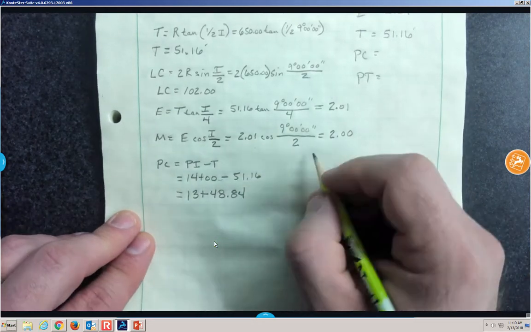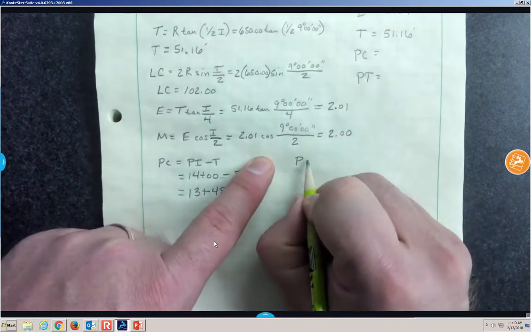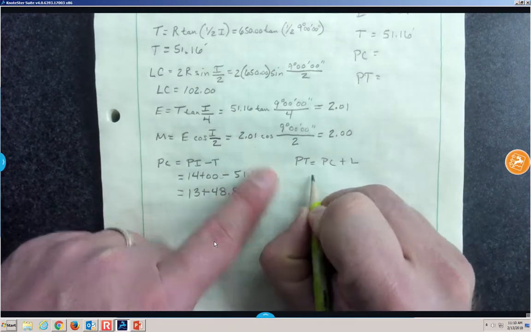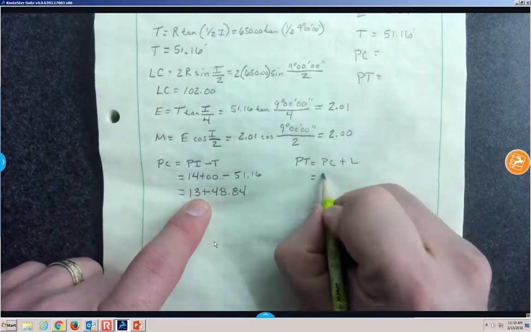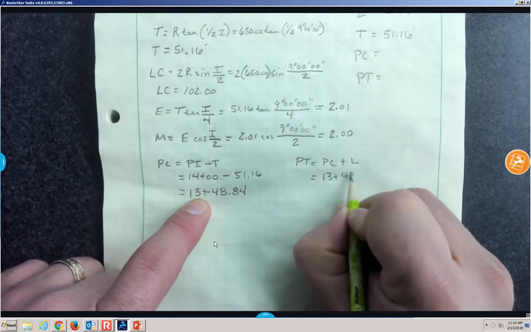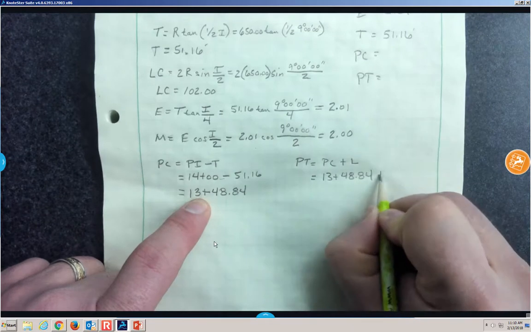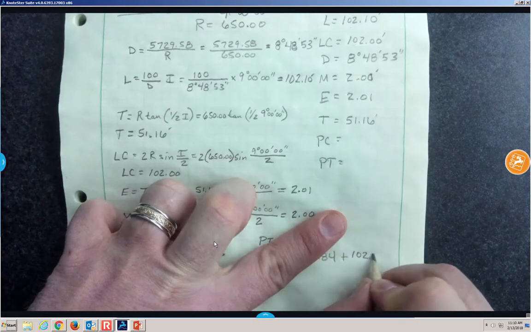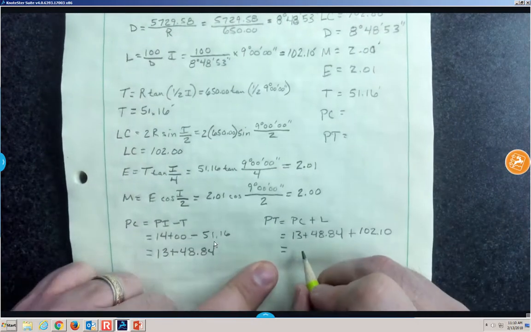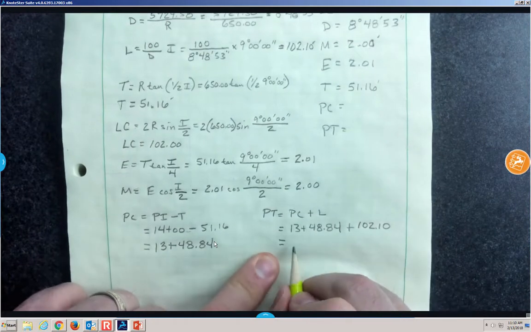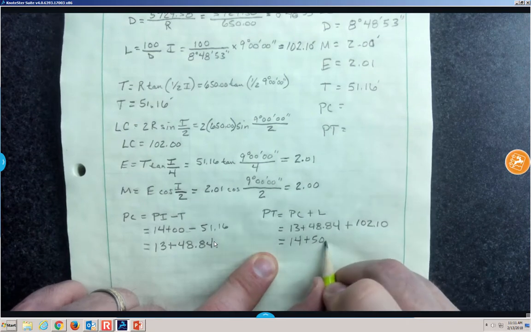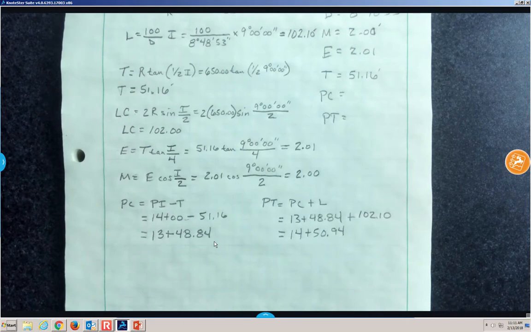Okay, let's figure out the PT station then. PT is equal to the PC plus L. Okay, so the PC we just figured out. It's 13 plus 48.84 plus L, which is 102.10. So our PT station then is going to be 14 plus 50.94, the PT station. So we basically just solved all the information we need to know for the horizontal curve.